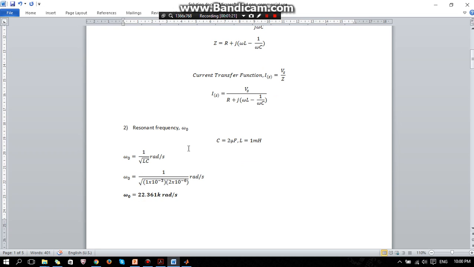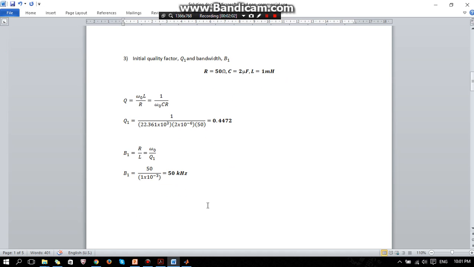Then we need to calculate the resonant frequency, omega naught. We use the capacitor equal to 2 microfarad and inductance L equal to 1 millihenry. The formula for resonant frequency is omega naught equal to 1 over square root of LC. The unit is rad per second. Inserting the values of C and L into the formula, we get omega naught equal to 22.361 kilo rad per second.